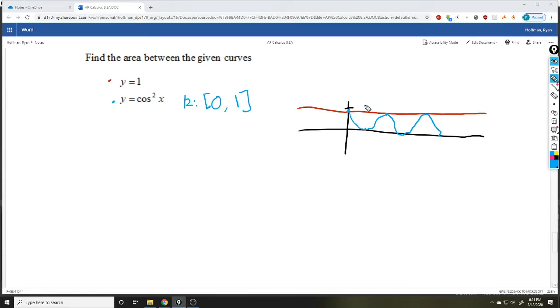So if I want to find the area between these two curves, then the area that I'm finding is here. Here's the area between these two curves. Okay, integral. Top curve minus bottom curve. Well, my top curve is just 1. It's the horizontal line. So my top curve is 1 minus your bottom curve. Well, the bottom curve is the cosine squared of x.